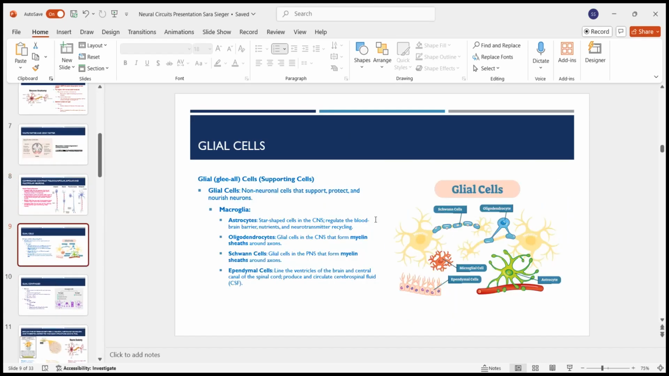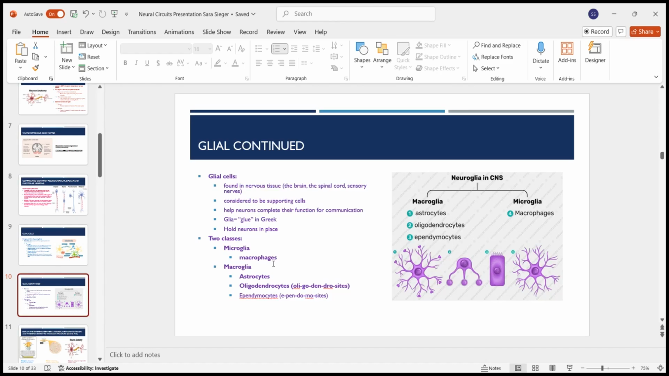Glial cells are also called neuroglia, and they are support cells of the nervous system that play vital roles in maintaining healthy neuron function. Unlike neurons, they do not transmit electrical signals, but they do provide structure, support, and protection, and also nourishment. There are several types of glial cells, each of them with specialized functions. There are some listed here, but we're going to go into more of it over here.